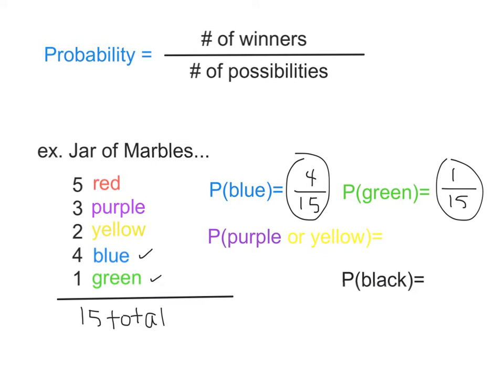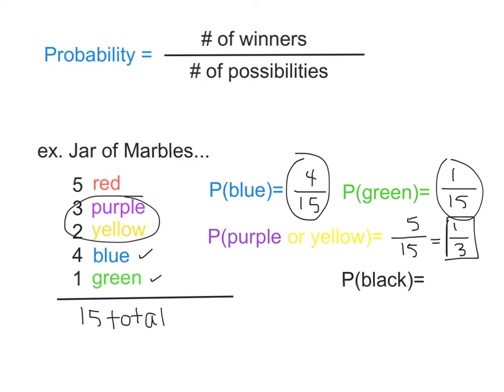Now let's look at the next example. What if I ask for the probability of purple or yellow? What does that mean? That means these purple marbles are winners and these yellow marbles are also winners. So I have to add these two groupings together and say I have 5 total marbles that would be considered winners over 15 total. This one does reduce, and we should always reduce our fractions, so I'm going to get 1/3 as my answer.